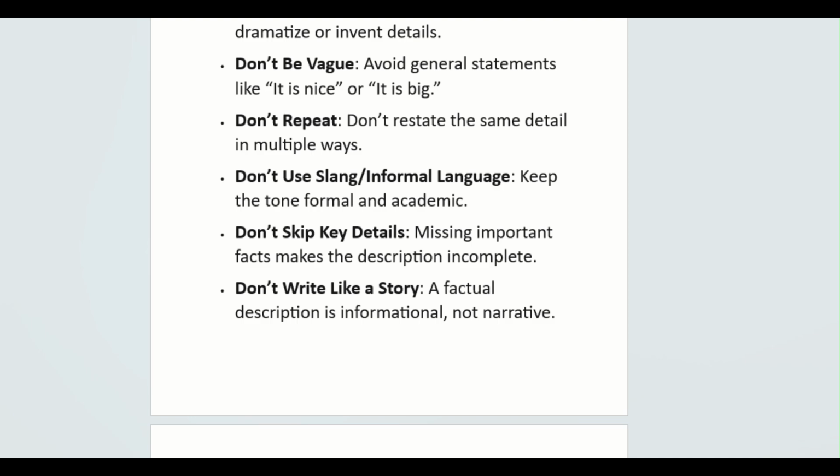Finally, don't write like a story, because it is a factual description. It is informational, so it should not be narrative. Don't write in a storytelling, describing way, so that it looks like a story, not like a factual description. So I hope it is helping you. We are going to look at some examples right now.